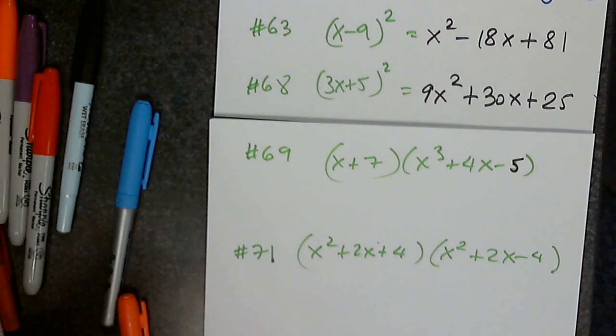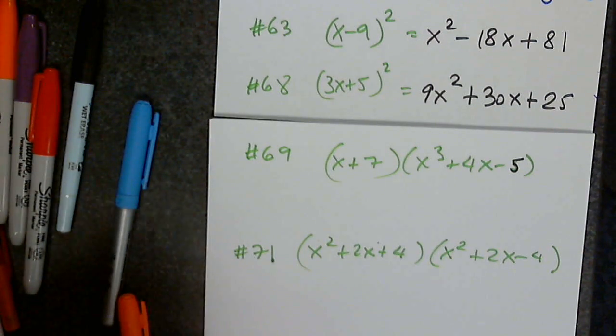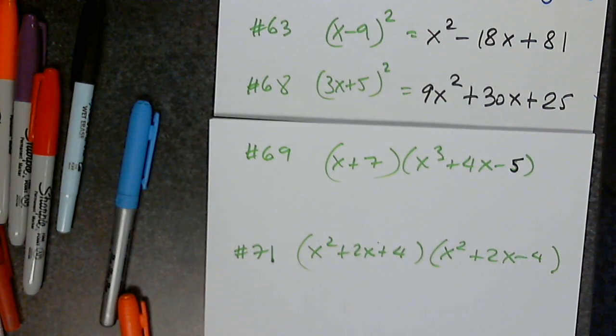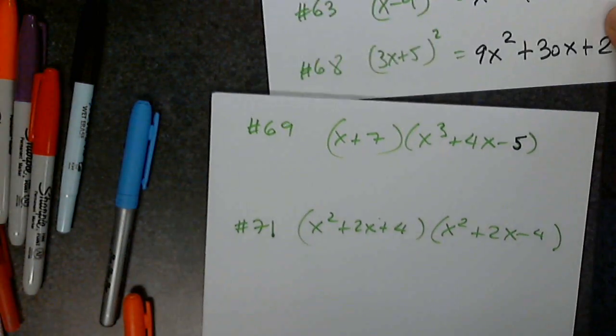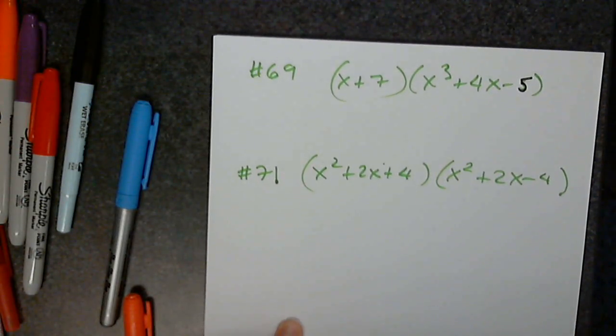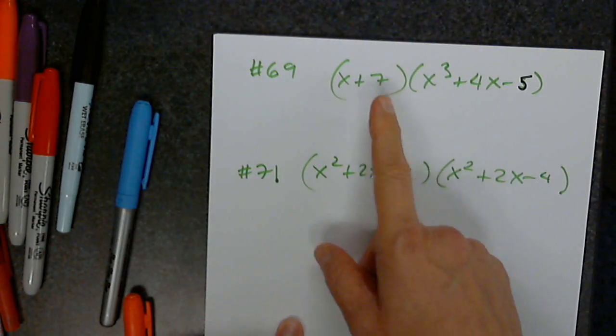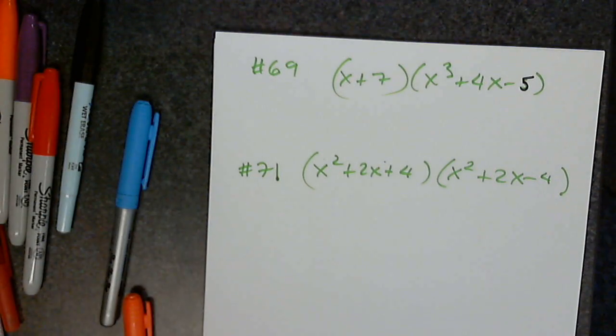We are working on 69, correct? You said not to FOIL for this one? There is no FOIL for a binomial and a trinomial. FOIL is only for two binomials. You have to distribute. You distribute x to 3 terms, you distribute 7 to 3 terms, and then you combine like terms. FOIL is used only for two binomials, but you can call it FOIL if you want to. Okay.